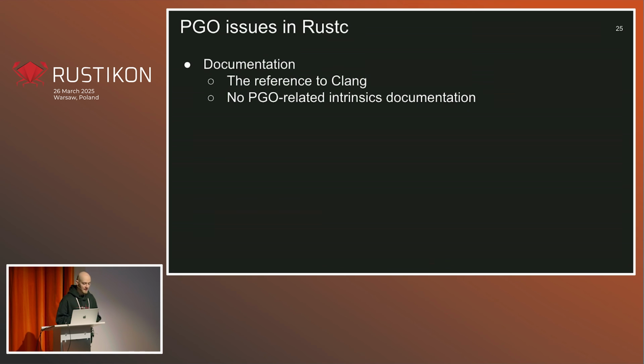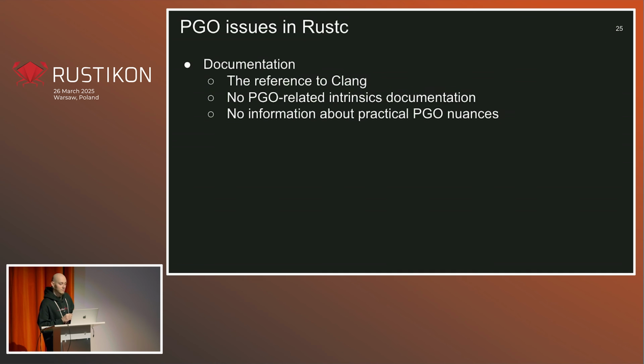There are LLVM things you can use from Rust, but fortunately they are not documented at all. And there is no information about many other practical PGO nuances. For example, how to optimize a multilingual application with PGO, for example Rust plus C++. It would be a tricky thing to do, trust me.